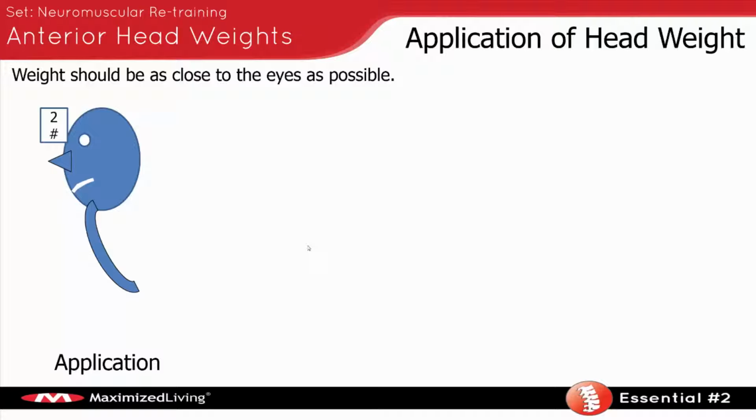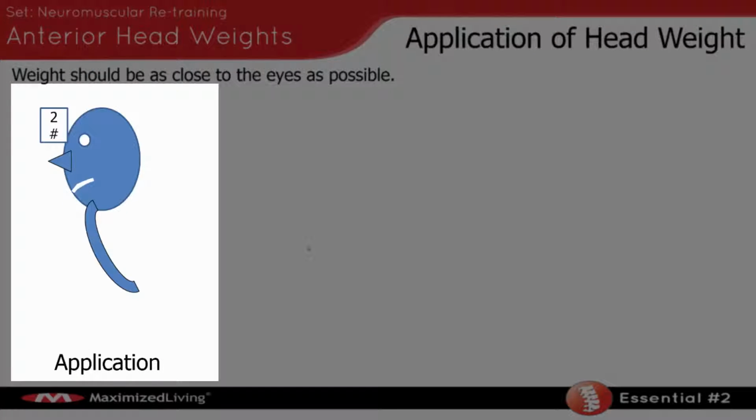So the first thing is when we fit the person. Here it's kind of a drawing. You see the patient's wearing the 2-pound head weight. Now I typically start with 2 pounds, because that's the most common weight that we tend to use. However, sometimes we can start lighter or heavier depending on what I think is going to be best for the patient.